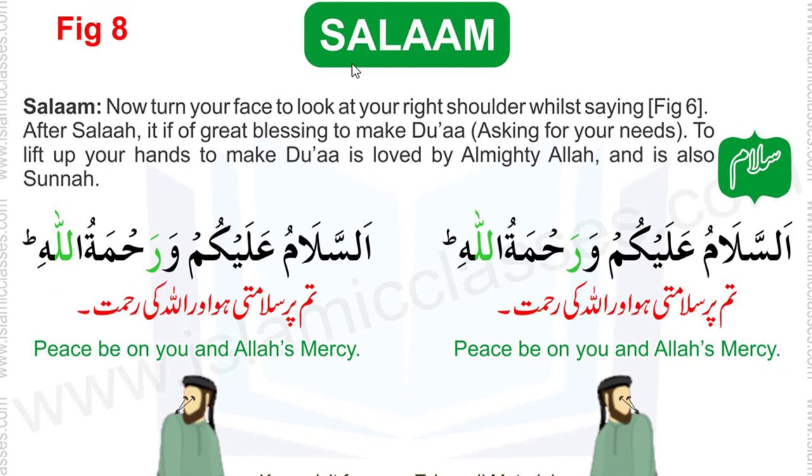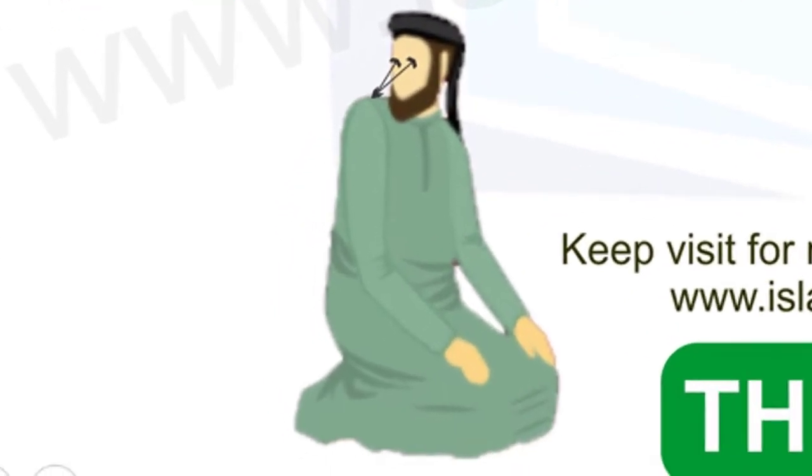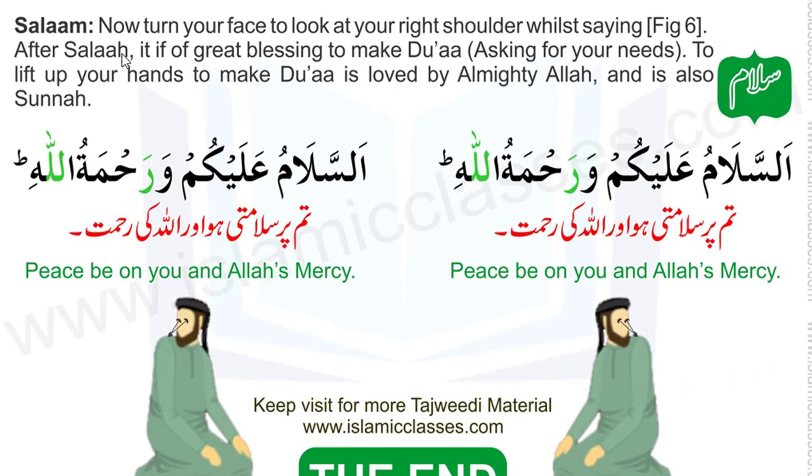Here is Salam. After saying this dua, Salam, we say, now turn your face to look at your right shoulder while saying it. After Salah, it is of great blessing to make dua, asking for your needs. To lift up your hands to make dua is loved by Almighty Allah and is also sunnah. So we say salam now.